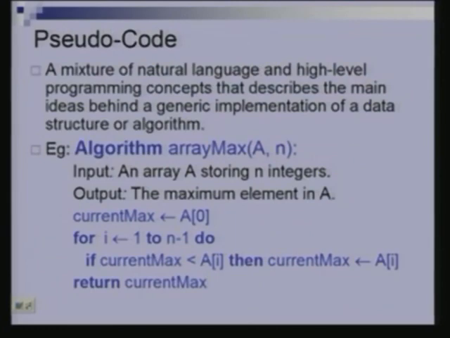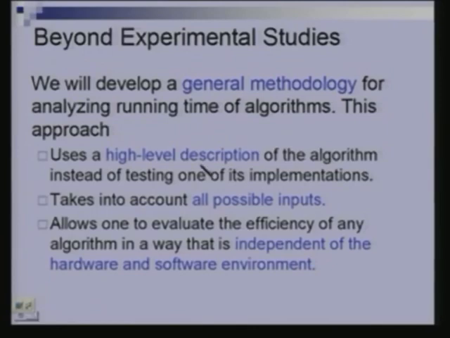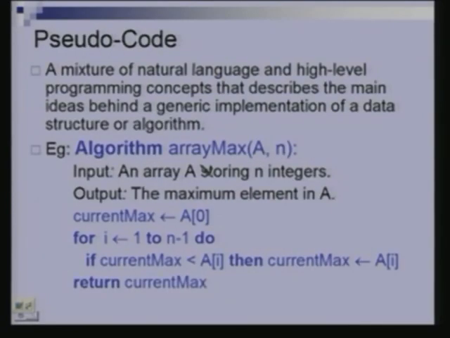Okay, so I said we'll give a high level description of the algorithm, right? So this brings me to what we'll call pseudocode, and this is how we are going to be specifying all our algorithms for the purposes of this course. So here is an example of a pseudocode, and you might have seen this in your earlier courses also.